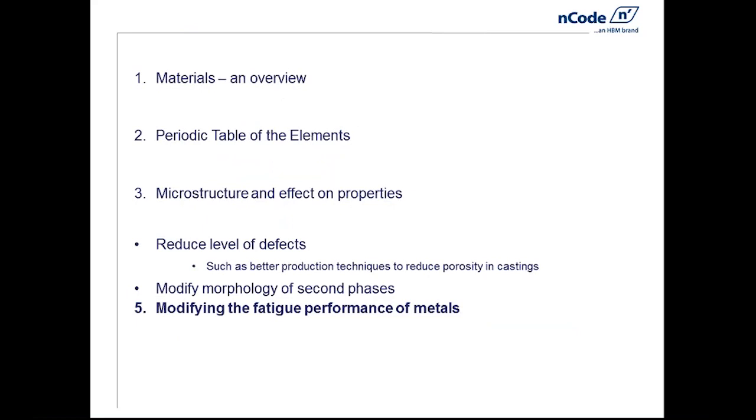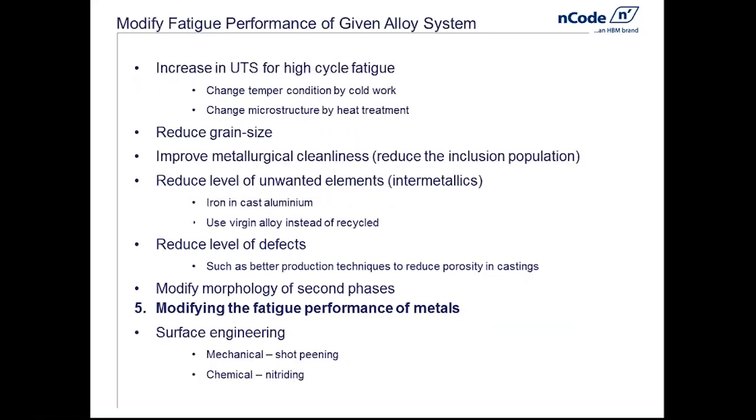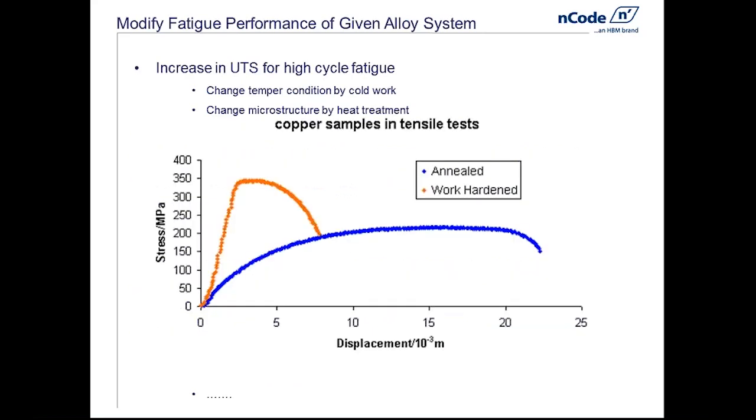Finally, modifying the fatigue performance. If we increase the UTS, we improve things in the high cycle region. If we reduce the grain size, we improve things. If we reduce the level of unwanted elements, the intermetallics or the impurities, all these sorts of things, we make life better. We can also surface engineer that material. What I've given here is very much a very brief overview of the sort of things that can be done just to help us on our way, wearing the fatigue hat.